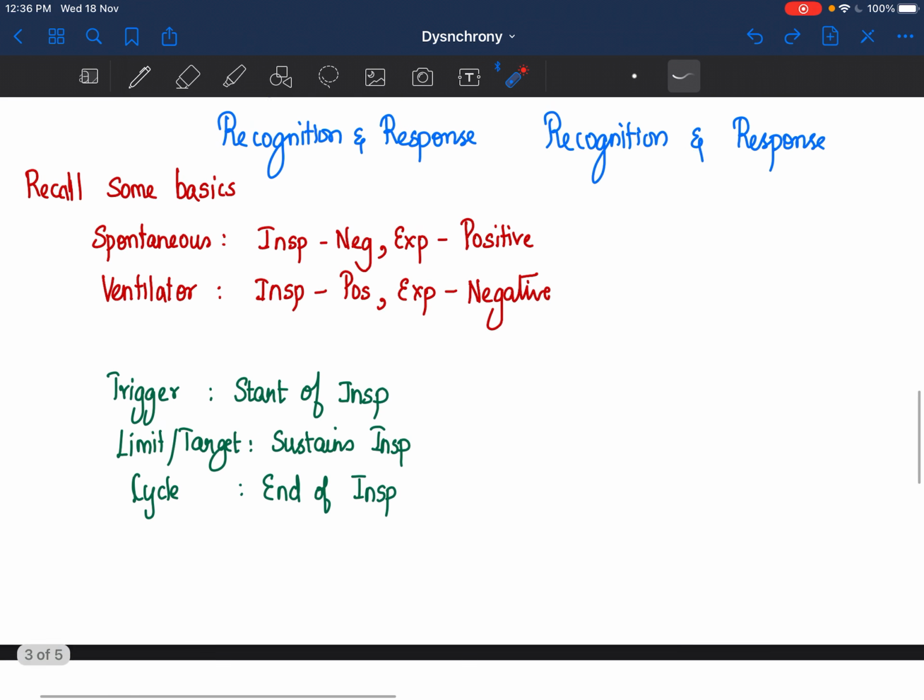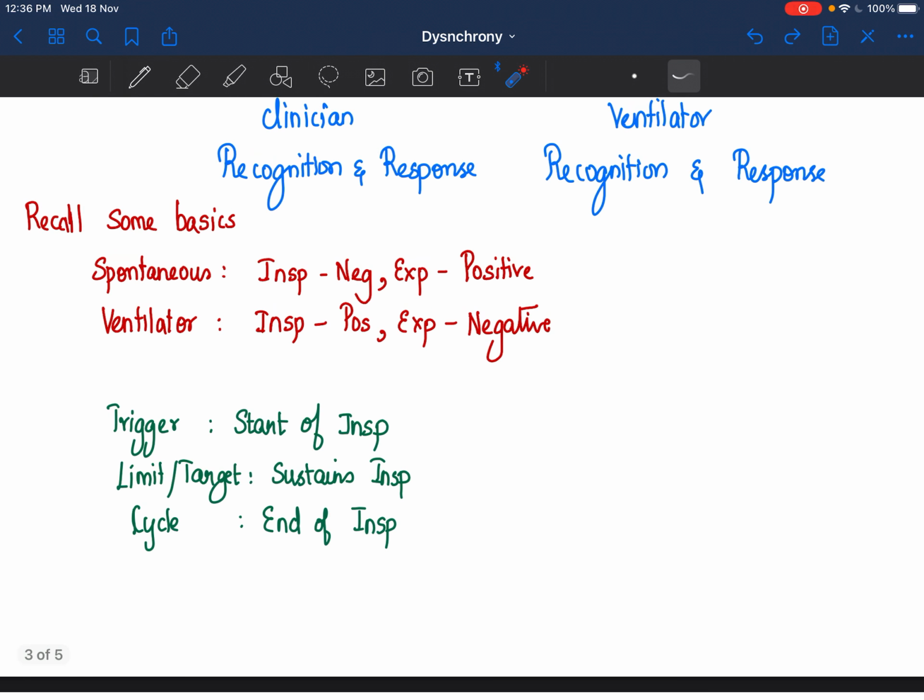So before we go into the dyssynchrony part, recall some basics. Always remember, spontaneous ventilation means it's a negative ventilation. Inspiration means there is a negative pressure inside the thorax, and expiration means there is a positive pressure exhaling out. Whereas in a ventilator given ventilation, it's a positive pressure ventilation, meaning air is being pushed in. Whereas in a spontaneous ventilation, air is being pulled in. Okay, a ventilator pushes in air resulting in positive pressure. During expiration, there is negative pressure resulting in passive exhalation of air.